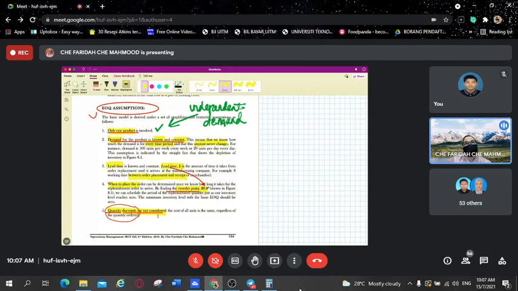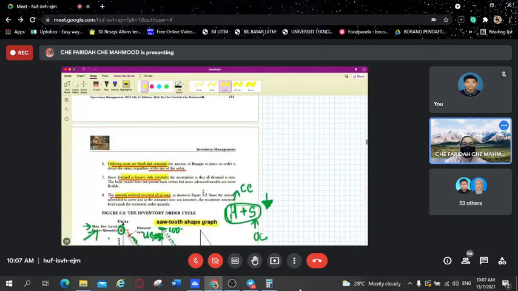Or if I purchase from 3,001 until 6,000, Adib will give me another extra 5%. That is quantity discount. For this particular model, quantity discount is not applicable. We cannot consider that. And then we assume that the cost of your unit is the same, regardless of the quantity ordered. Okay, hopefully you understand that one.